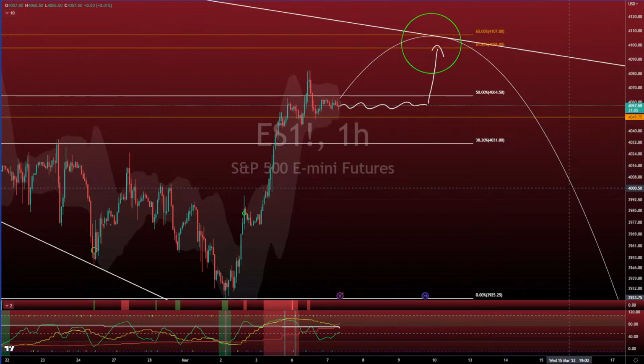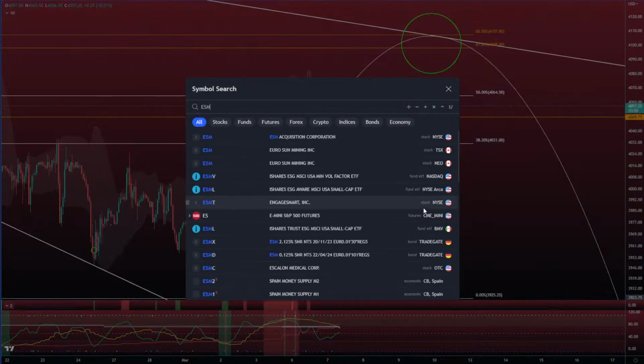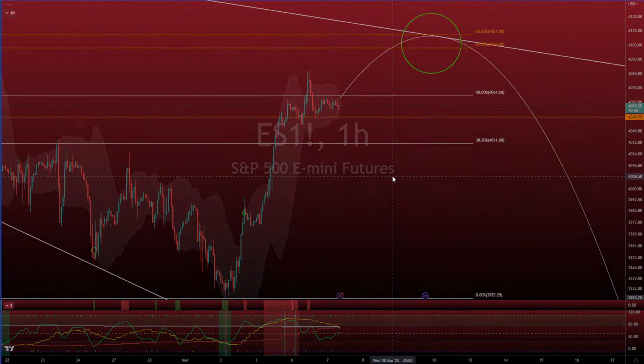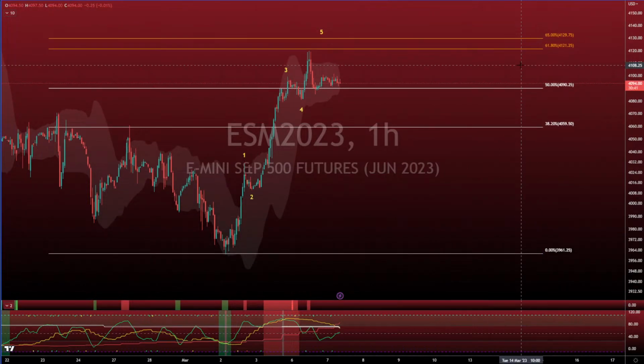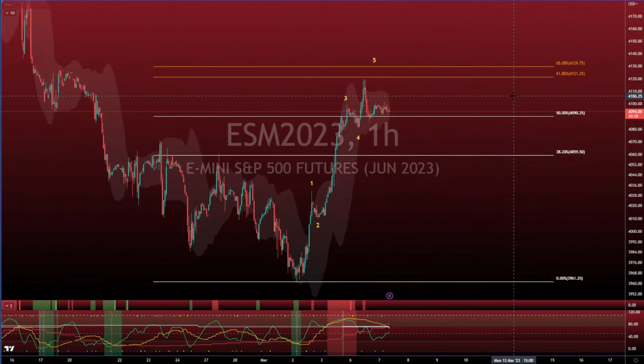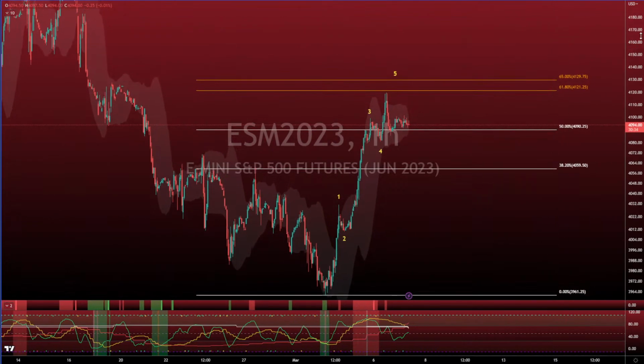All right, so let's go ahead and move on into the M series. And remember, we're talking about a move to 4098 to 4107. So let's move to the M series. I'm going to go to ESM 2023. So this is our M series, okay? Again, we're talking about that move up to roughly 4098 to around 4110.